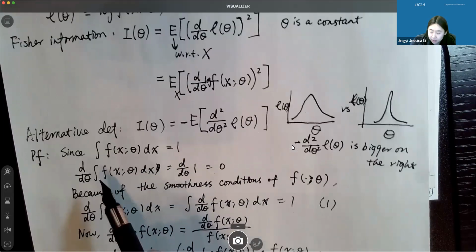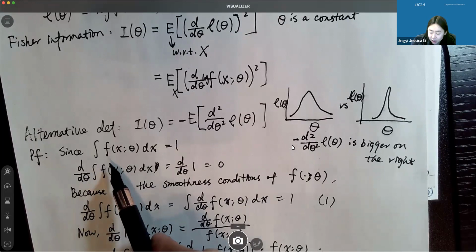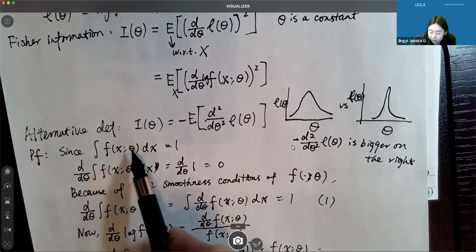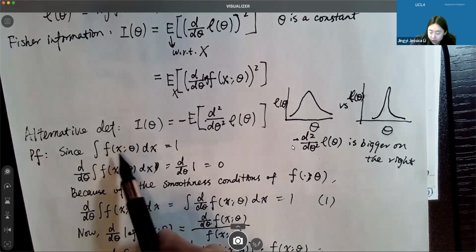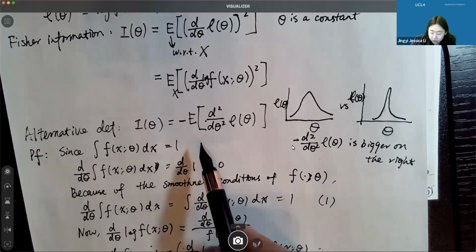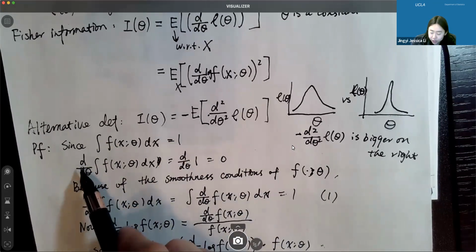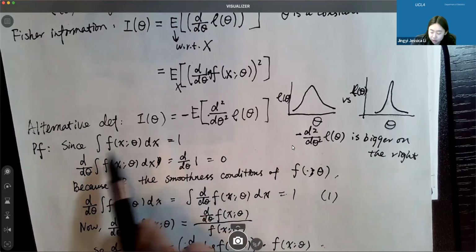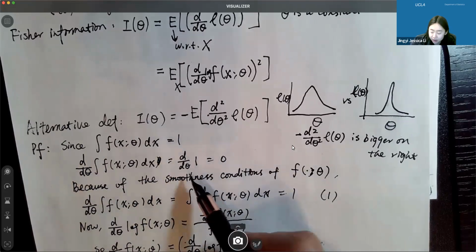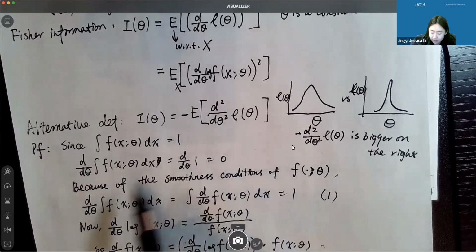So we start from this density property, where the density function's argument is any value of the random variable, so it's not theta but x. When we integrate with respect to x, it's 1. That's the definition of the density. Now we differentiate both sides against theta. Because it's 1, the derivative is 0, and we have this as 0.